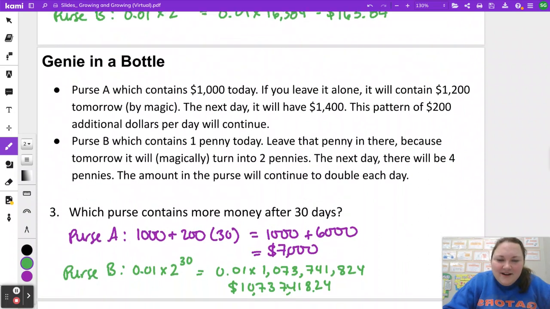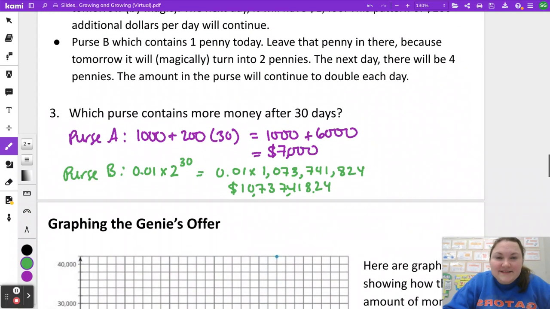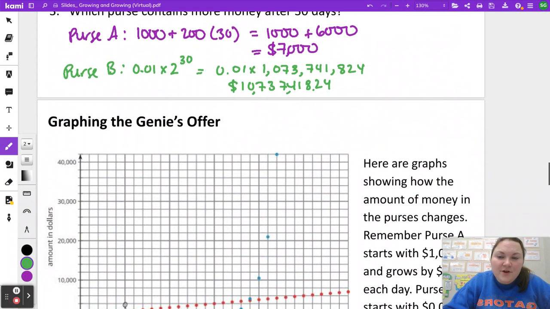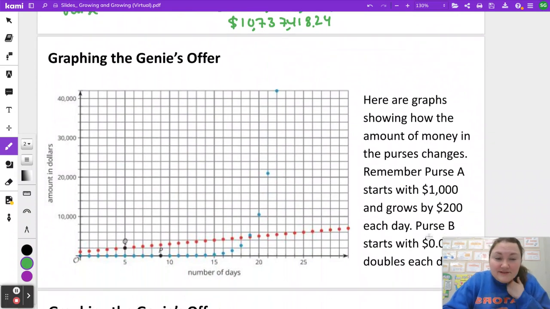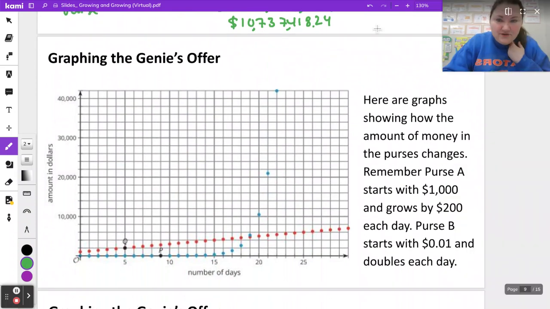But then here, oh my gosh, it's not even a contest. Purse B has so much more money. So what is going on here? To help us understand this situation just a little bit more, the second part to this is let's look at a graph. We love graphs because it's that visual, right? You have a picture of what's going on in the situation.